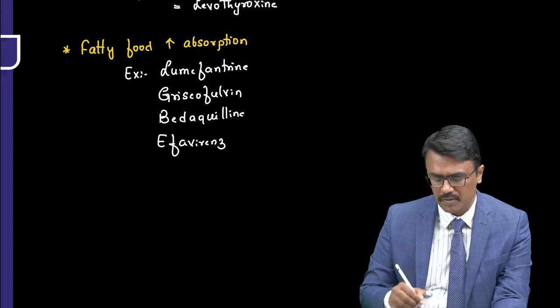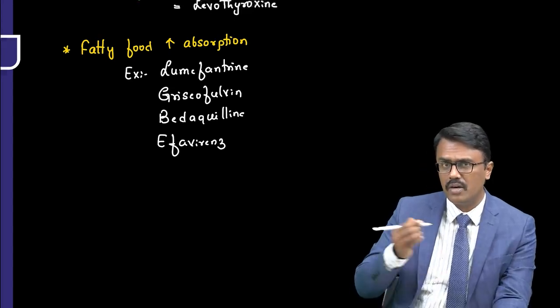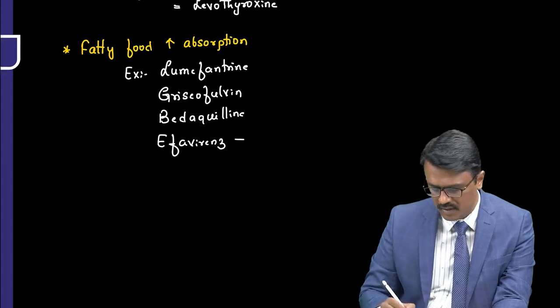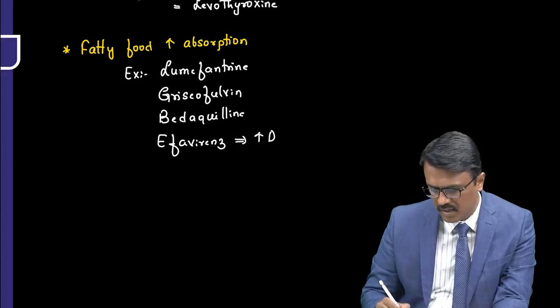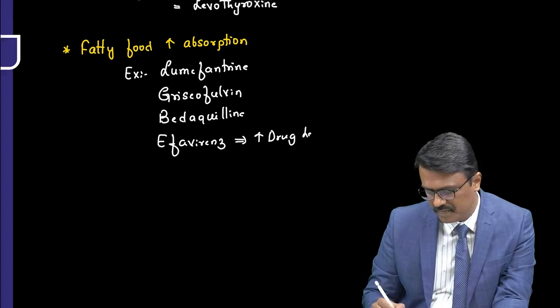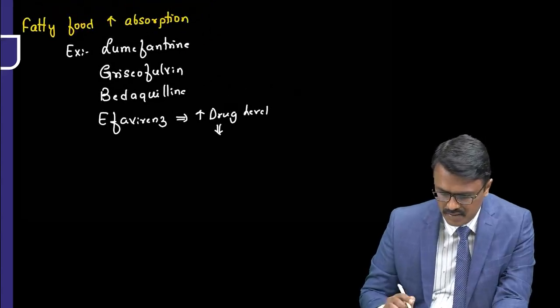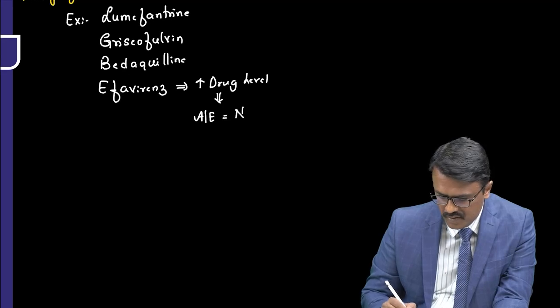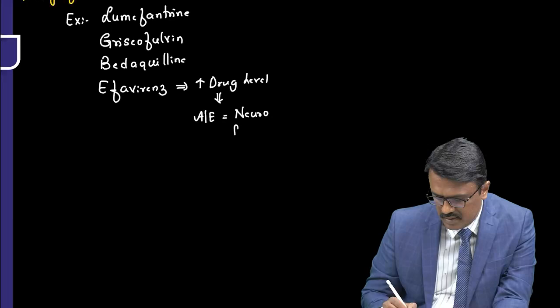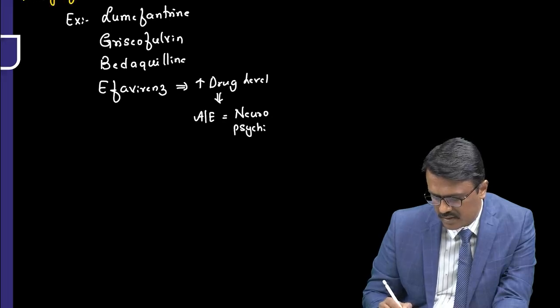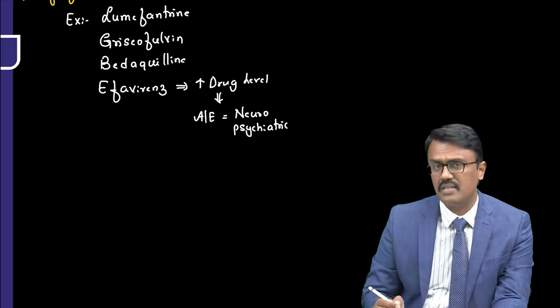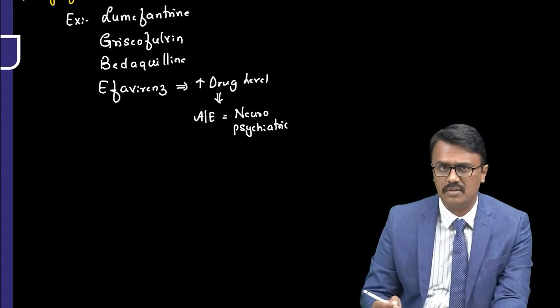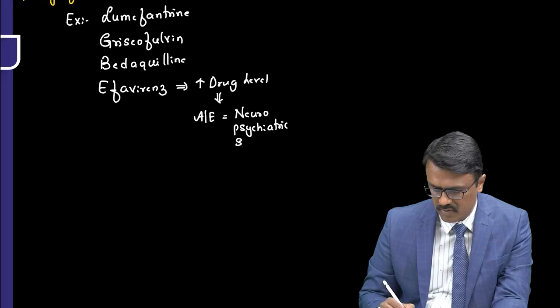Why? If you give it with food, absorption increases. When more drug is absorbed, what is the drug level? So the drug level increases. Now, when the drug level increases, it has been shown to produce more adverse effects. The adverse effect is neuropsychiatric adverse effect. That means the patient may have psychosis symptoms. So neuropsychiatric symptoms may present.